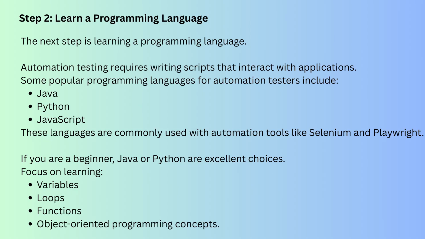Step 2. Learn a programming language. The next step is learning a programming language. Automation testing requires writing scripts that interact with applications. Some popular programming languages for automation testers include Java, Python, and JavaScript. These languages are commonly used with automation tools like Selenium and Playwright. If you are a beginner, Java or Python are excellent choices. Focus on learning variables, loops, functions, and object-oriented programming concepts.